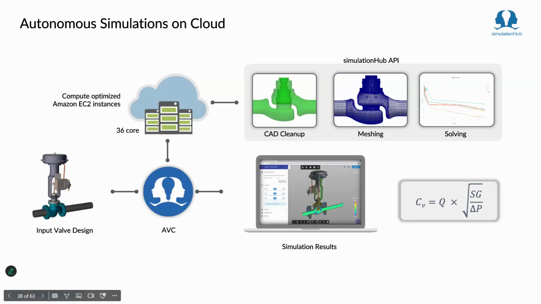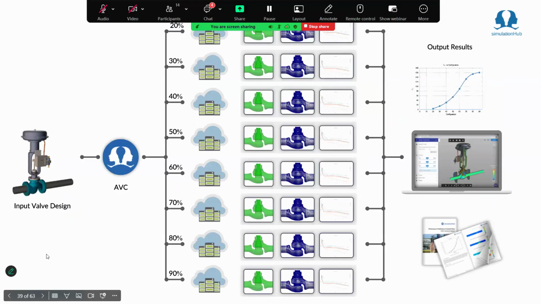So what happens is when you upload the CAD model and the settings, like specific opening conditions, AVC assigns a dedicated AWS EC2 instance, a 36 core machine, on which the simulation platform APIs are called for separate jobs like cleanup, meshing, and solve. Once it is done, then it is post-processed and sent back to your browser, on your machine. So on the browser, you can view the results, both the qualitative as well as the CV value or CDT value. So this is, let's say, for one opening condition. The same thing happens for all the opening conditions simultaneously, in parallel.